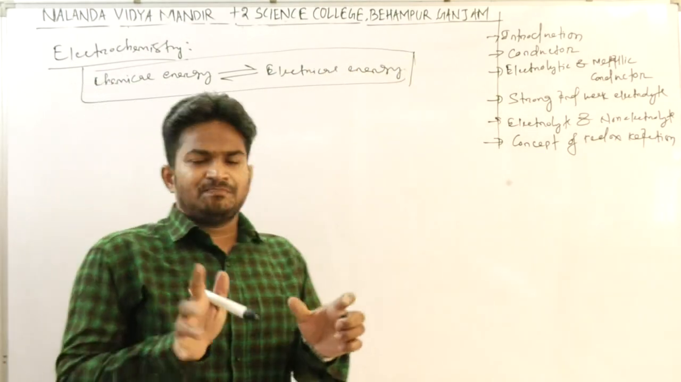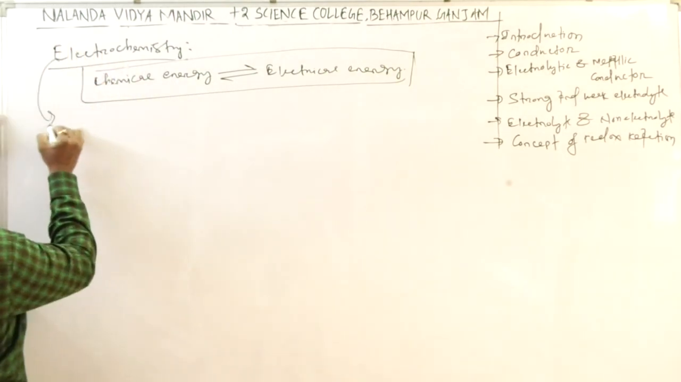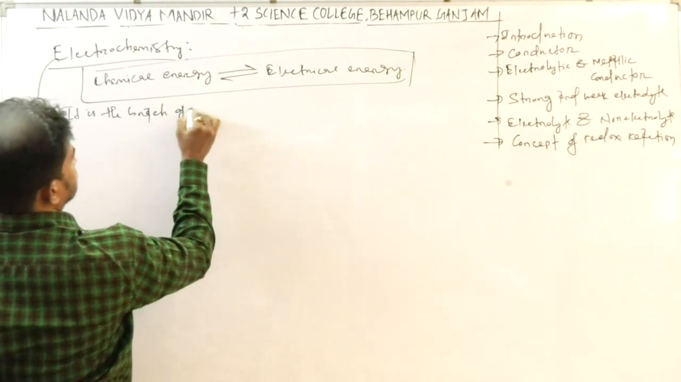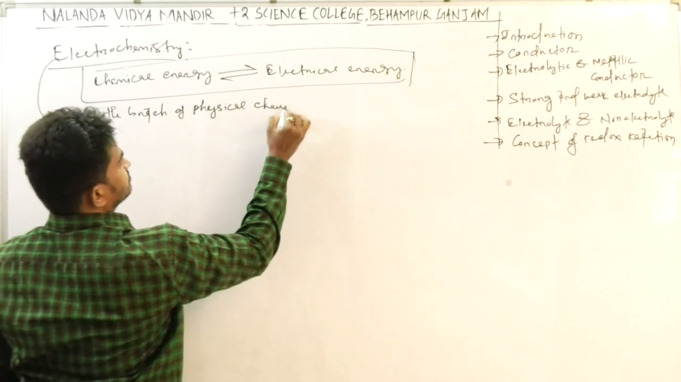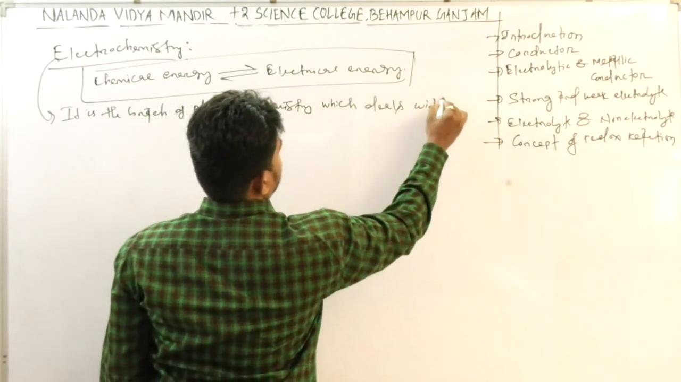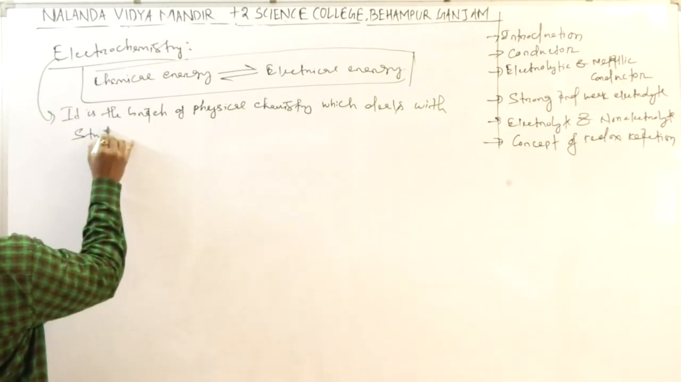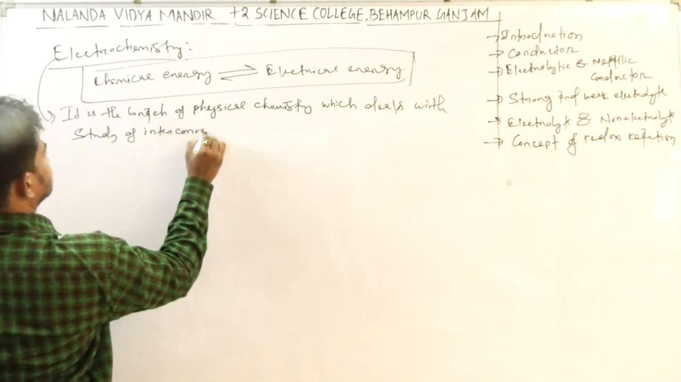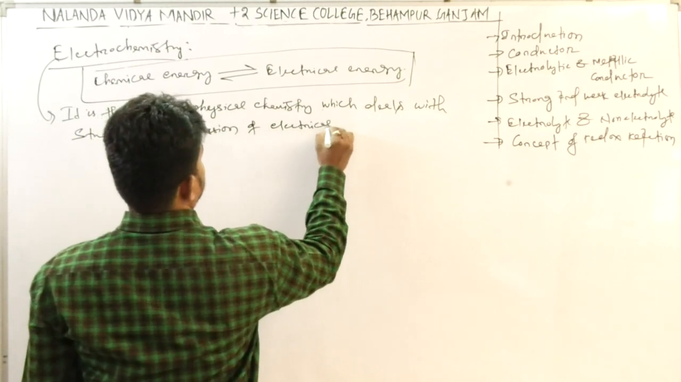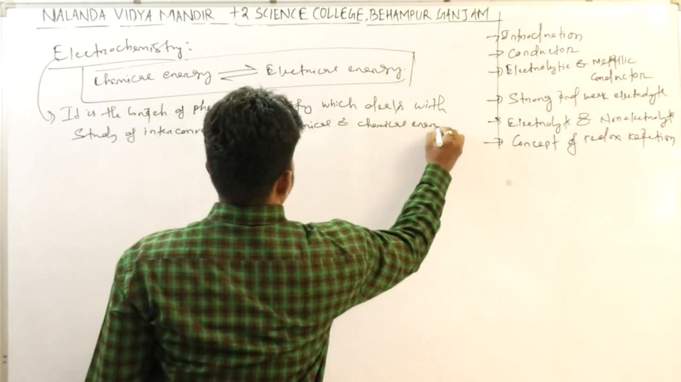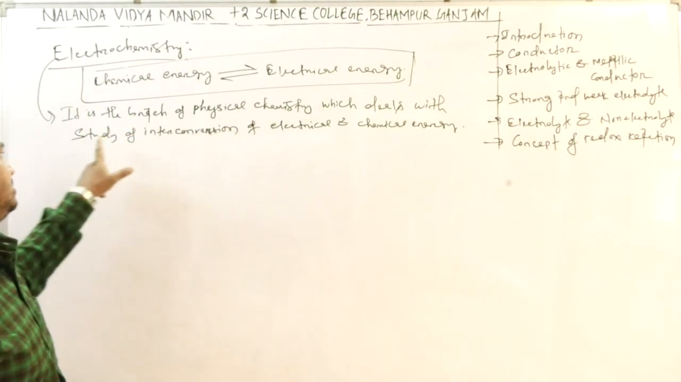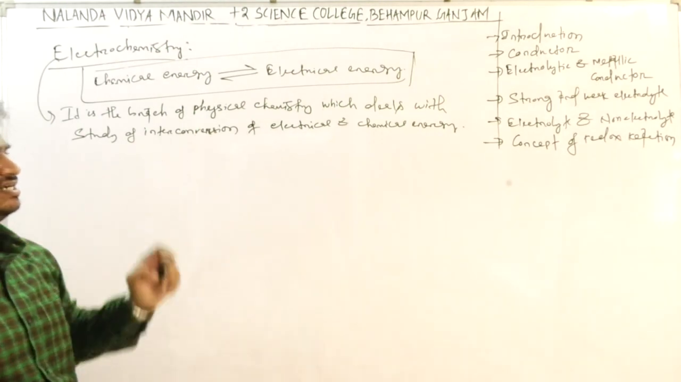In a more complex way, we can mention it: electrochemistry is the branch of physical chemistry which deals with the study of interconversion of electrical and chemical energy. This is the definition of electrochemistry.